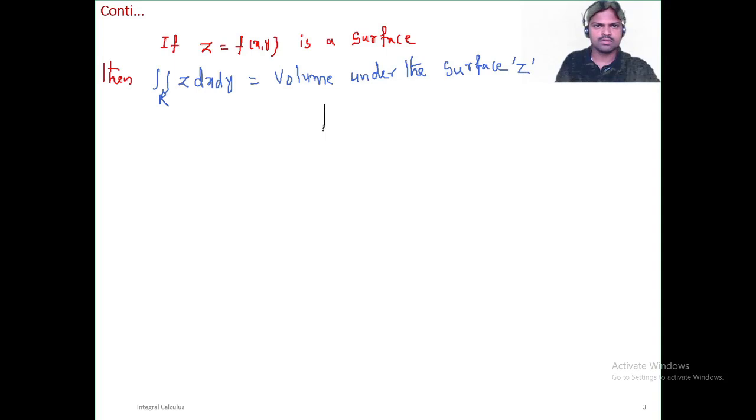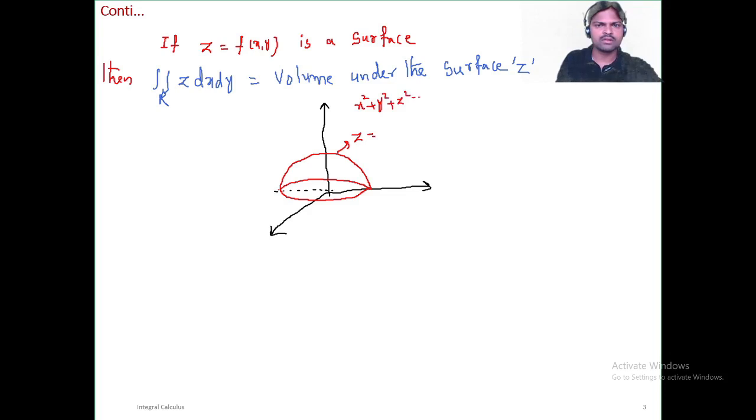Let us consider a rough diagram, for example for finding the volume of a sphere. Let us look at the hemisphere only, for a while. I want to find the volume of this hemisphere. Assume the radius is 1. Therefore z is the square root of 1 minus x square minus y square, isn't it?